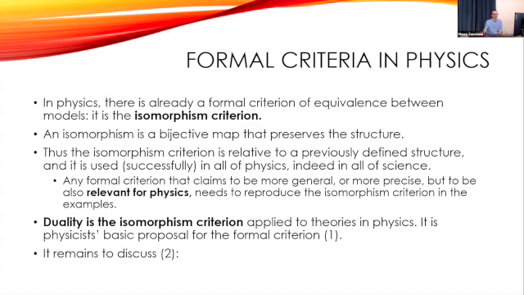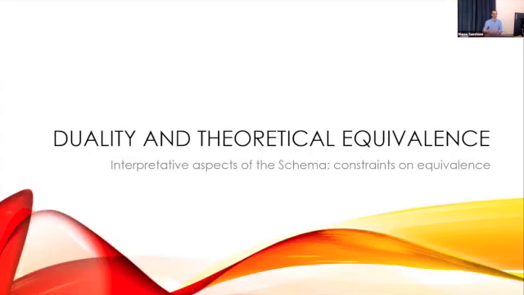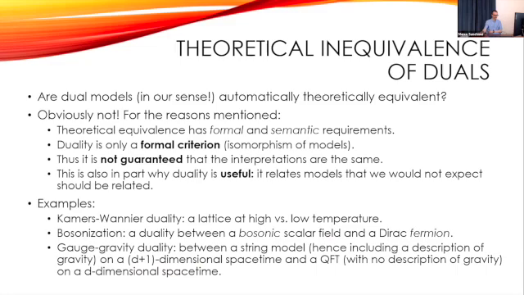Okay. So that's the formal proposal that isomorphism is a good criterion, and then we need to be able to reproduce that criterion in the examples. Now what remains to be discussed is the part that has been less emphasized in the recent years in the literature that I just discussed, which is the interpretative aspects, in particular, interpretative aspects of theoretical equivalence. Okay, and now is where I revert indeed to the use of models that I defined on the first day. So the question is, are dual models in our sense automatically theoretically equivalent? The answer is almost obvious: no.